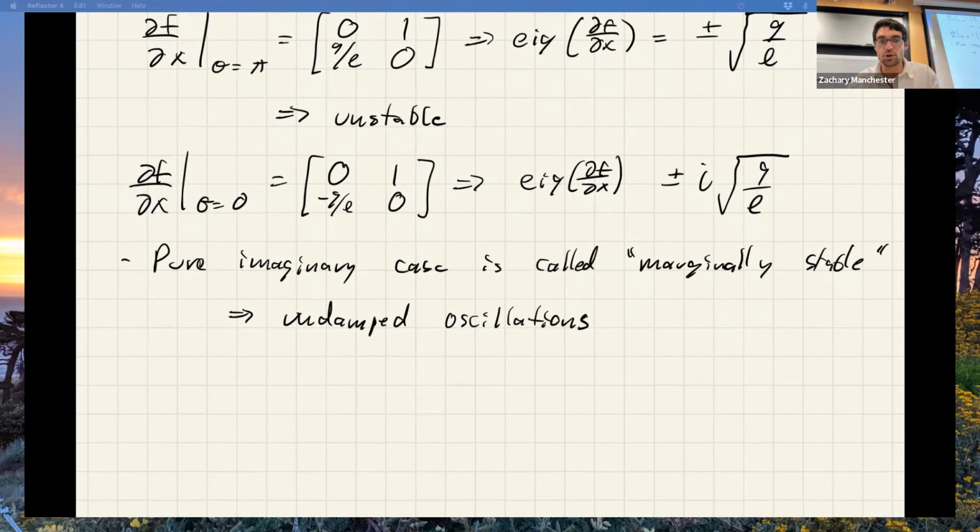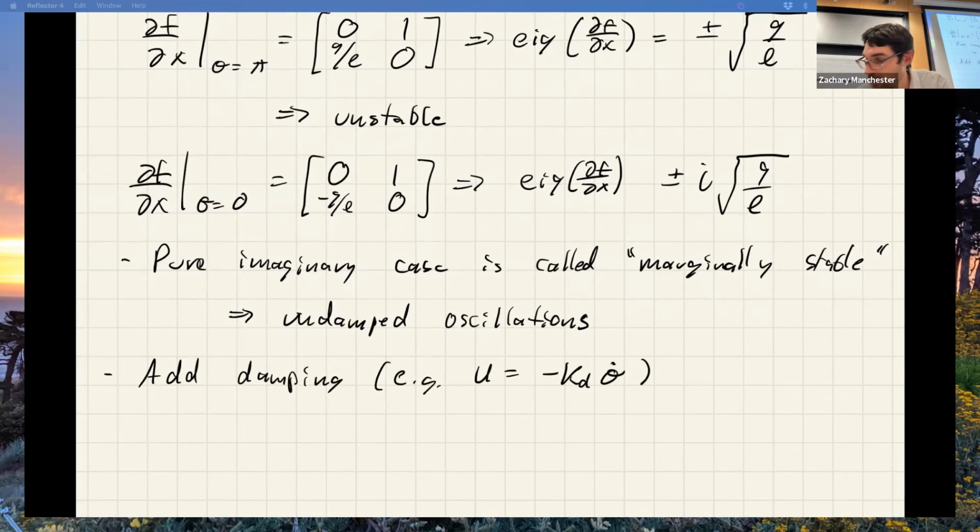If I were to add damping on this system, which I could do, for example, through a controller by writing down u equals minus k theta dot, that will give you a strictly negative real part in those eigenvalues from the damping. And then you would be stable.